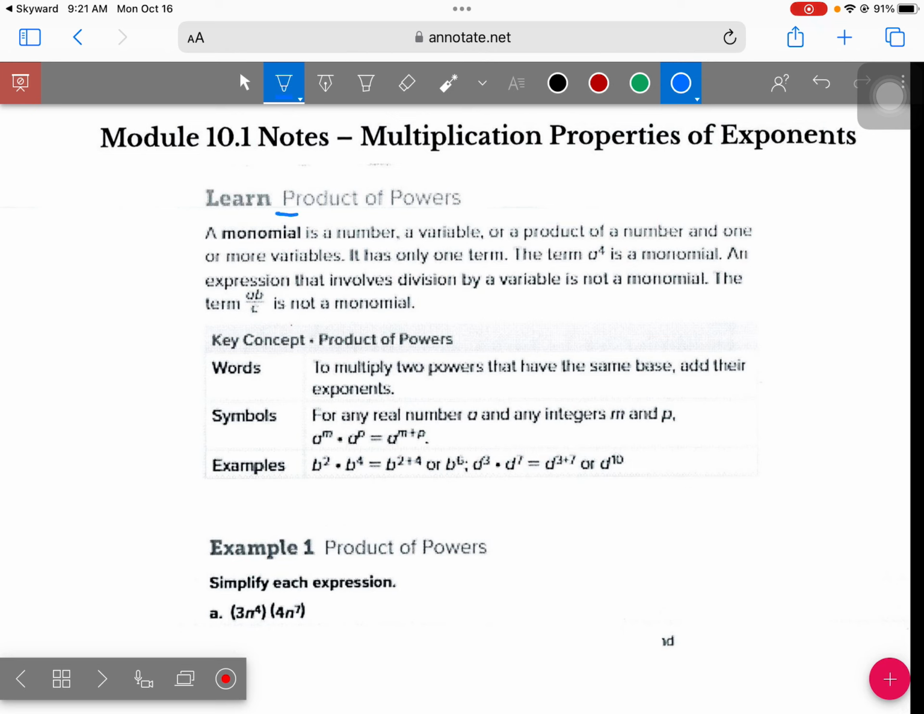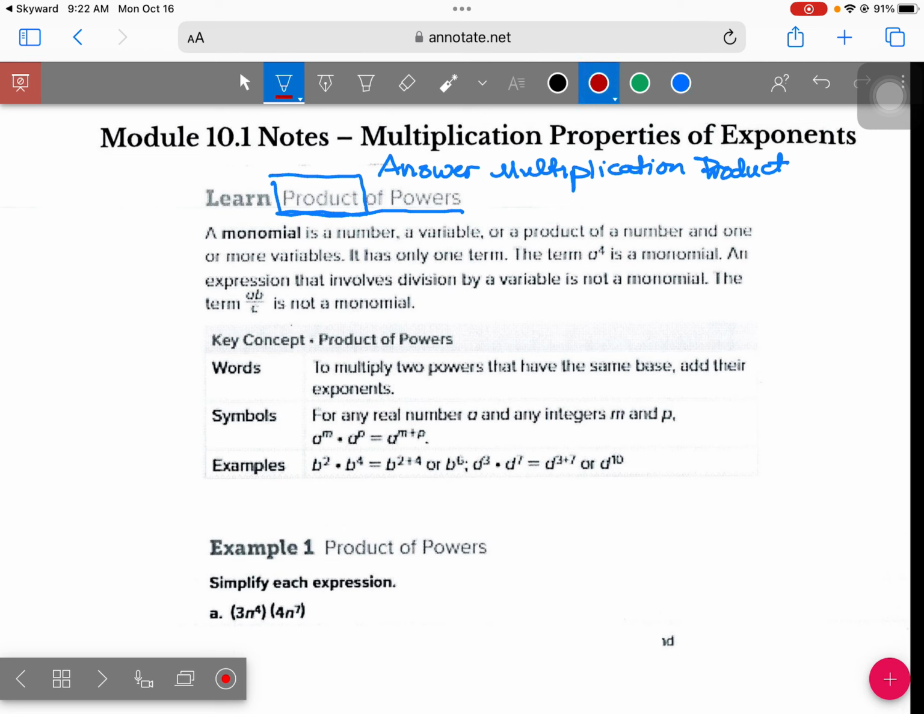This is called the product of powers. Product. What does the word product mean? What kind of operation am I talking about when I say the product? Yeah. It's actually the answer to a multiplication problem. The answer to multiplication. So we are multiplying. If they say find the product of 5 and 3, that means 5 times 3, the product would be 15.